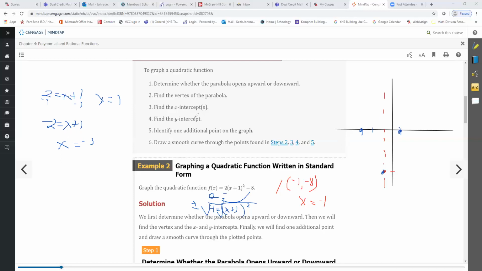Okay, and then the y-intercept, you put 0 in for x. So if I put 0 in for x, we're going to get 1. 0 plus 1 is 1. Square it, this is 1. 1 times 2 is 2. 2 minus 8 is negative 6. So we're going to get the y-intercept at negative 6.